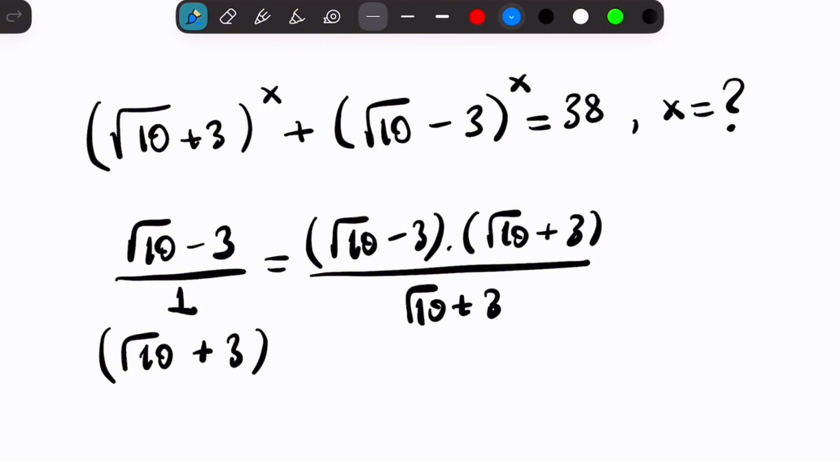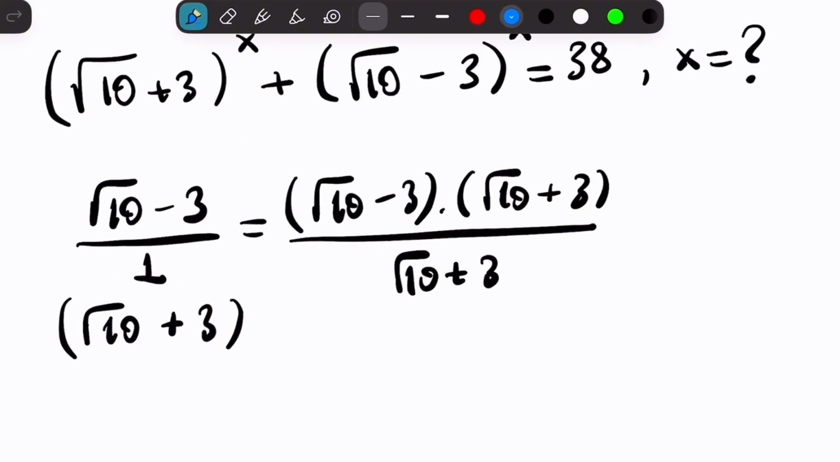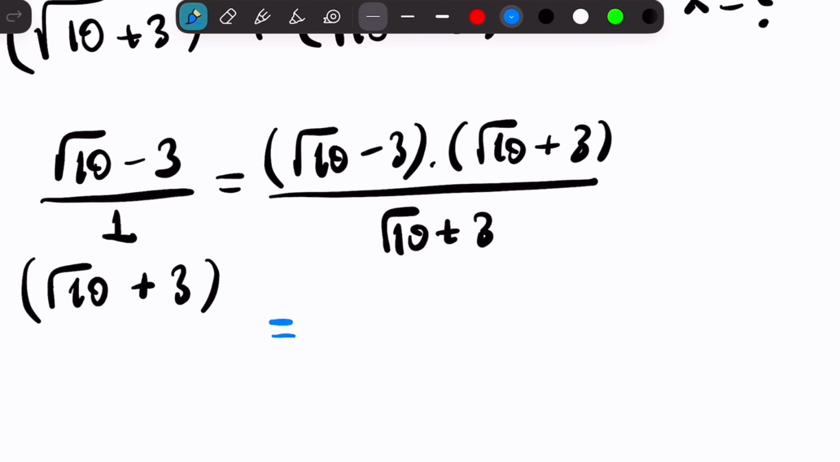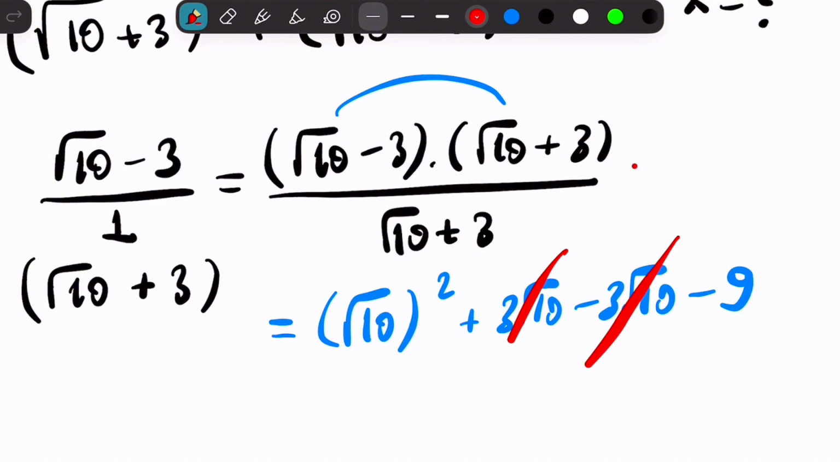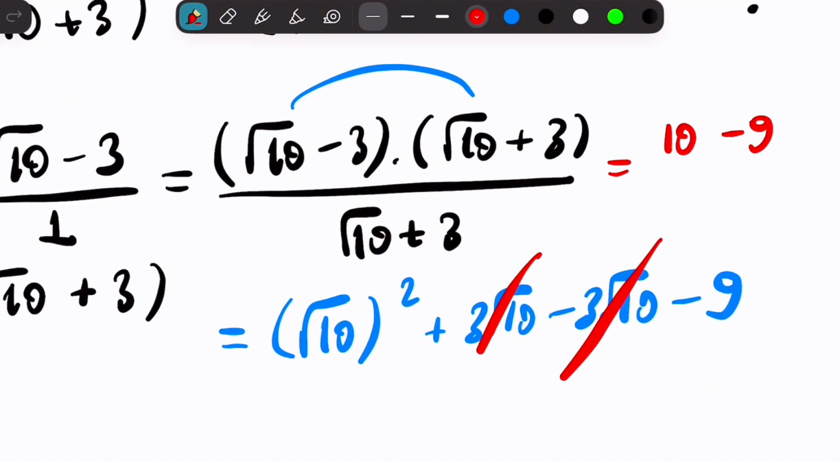What can I do later? I can multiply them respectively. What will happen when I multiply this and that? The square root of 10 times root 10 squared, and when I multiply this, plus 3 times the square root of 10, and finally, minus 9. If you pay attention, these are simplified. What's left in this statement then? 9 divided by root 10 plus 3 has arrived.